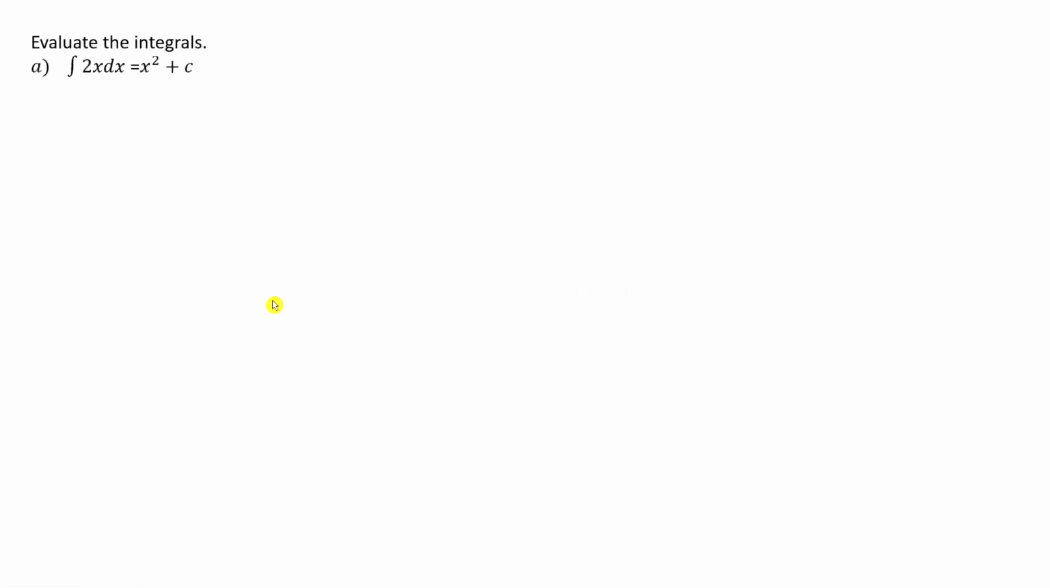Integration. There are three major themes in calculus: limits, derivatives, and integrals. And it's integrals that we're going to look at today. So we've got some new notation. This says, find the integral of the function 2x, where x is your variable.